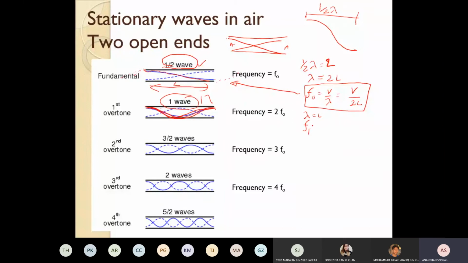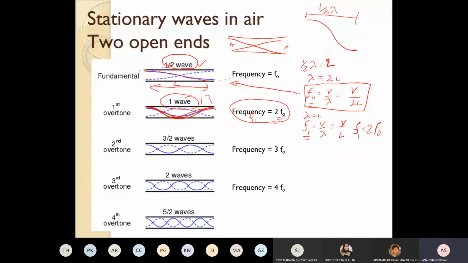So the new frequency F1 is what? V over lambda, so it's going to be V over L. Okay, so F1 is how many times bigger than F0? F0 is V over 2L, F1 is V over L. So F1 is actually 2F0, twice. That's why it's written here. The F1 is 2F0.